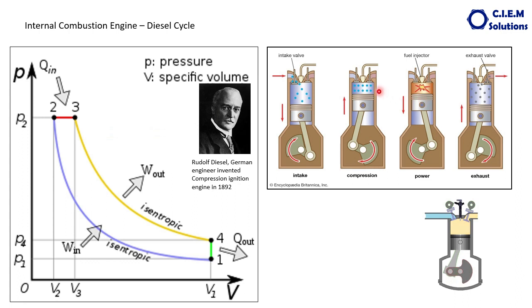Then once it has reached the TDC, the fuel is injected through an injector in the atomized form, and the combustion takes place at constant pressure. So whatever injection is coming, the combustion takes place at constant pressure for a moment. This is the thermal energy obtained during the process.